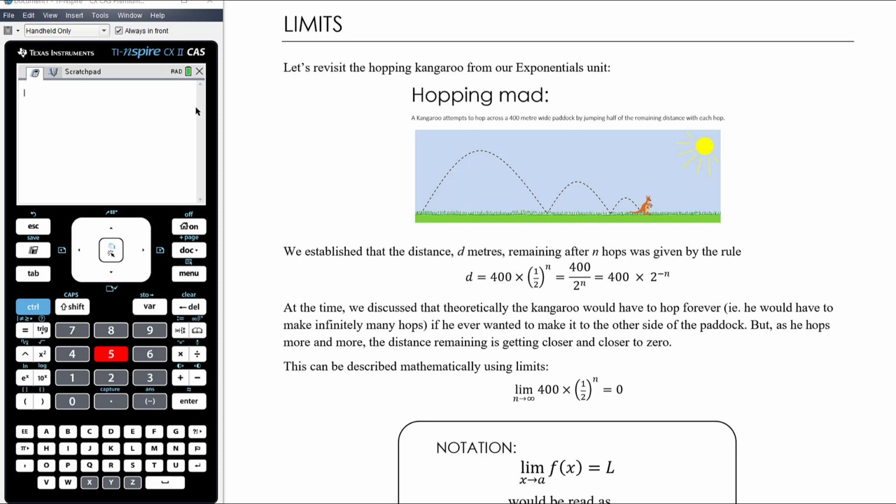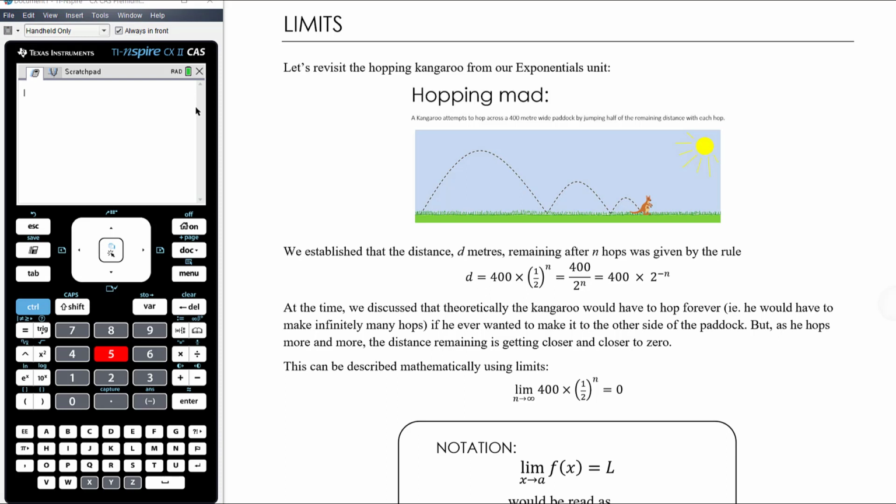So you might recall back in our exponentials unit, we started the unit looking at an example which involved a kangaroo attempting to hop across a 400-metre wide paddock by jumping half of the remaining distance with each hop. And we established at the time that the distance in metres after n hops was given by this particular rule: 400, multiplied by half every time he hops, so 400 times half to the power of n, the number of hops. We could write that as 400 on 2 to the power of n, or 400 times 2 to the power of negative n.